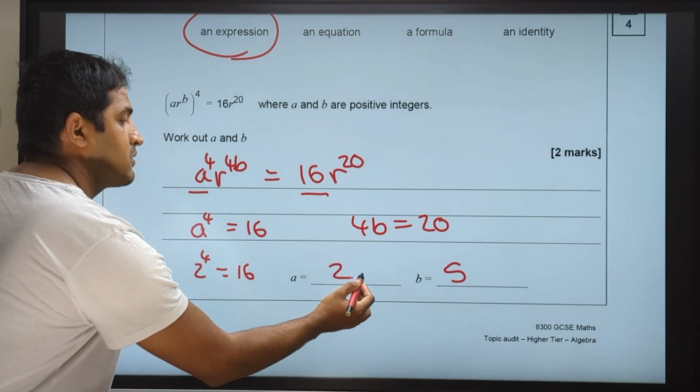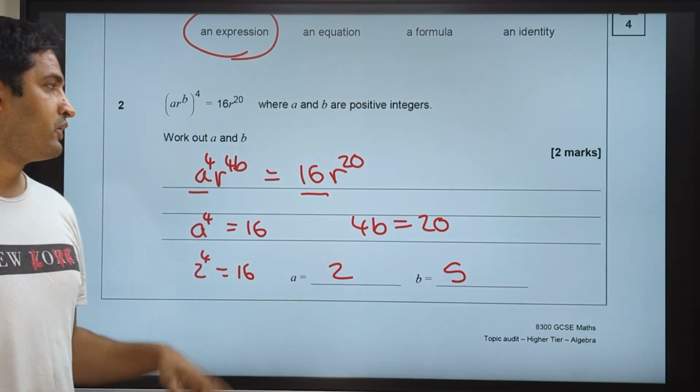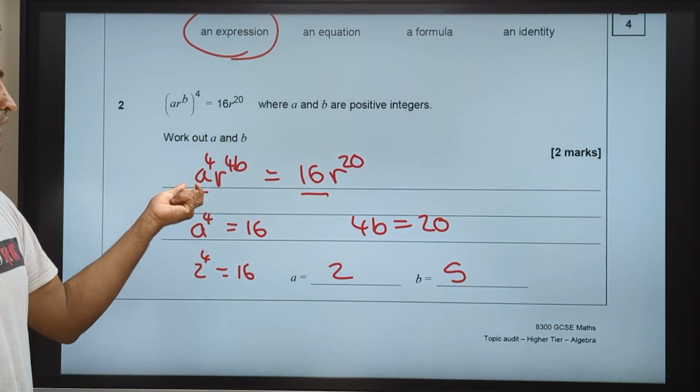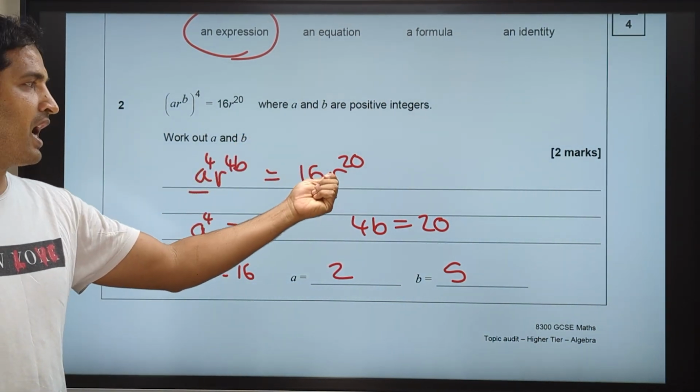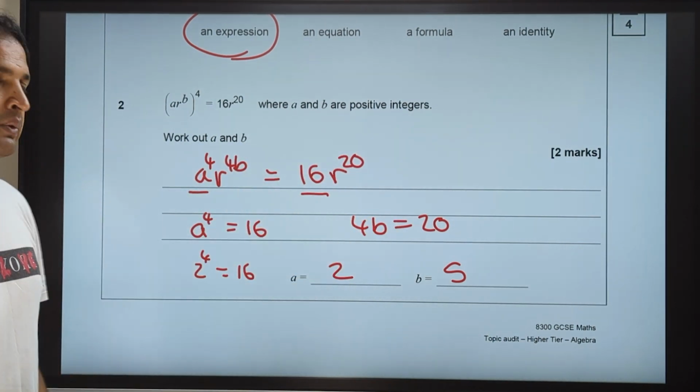Then a has to be equal to 2. And that works, only 2 marks, so you get 1 mark and the 1 mark. So remember, we can compare the same thing, saying r to the power is r to the power. We can't have anything else that's equal. So 4b has to be equal to 20.